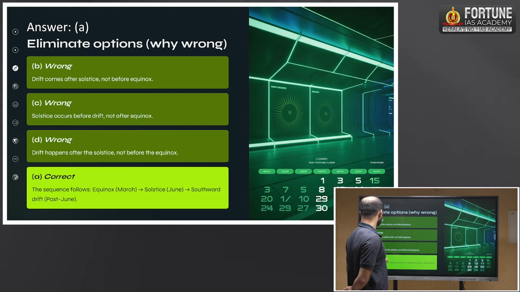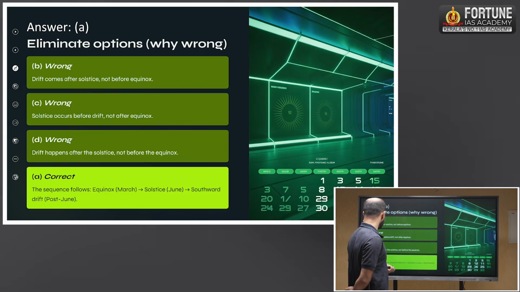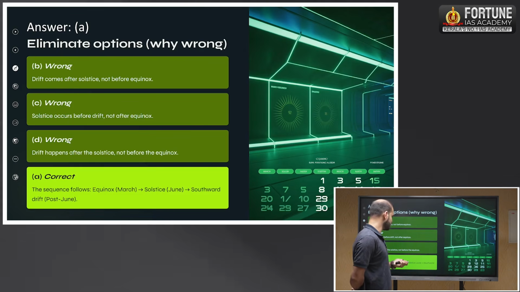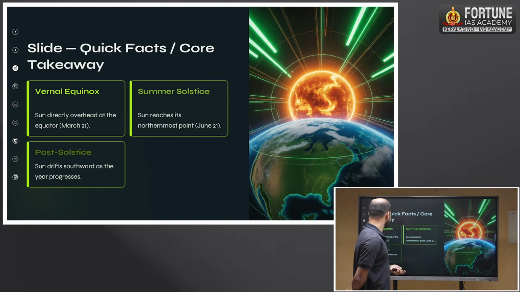Statements first, these are the options. Options B, C and D are incorrect. The sequence follows. First event is equinox in March. The second is summer solstice in June. Third one is southward drift, that is post June 21st.